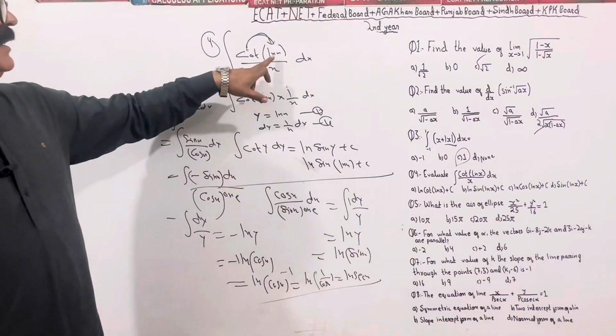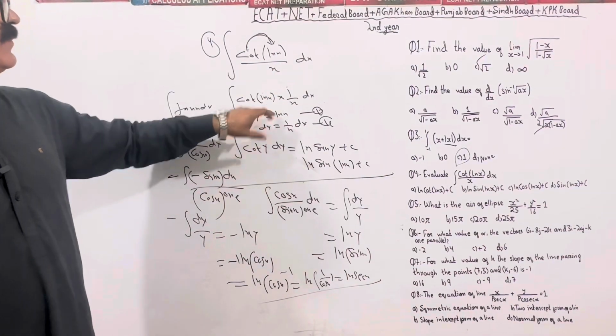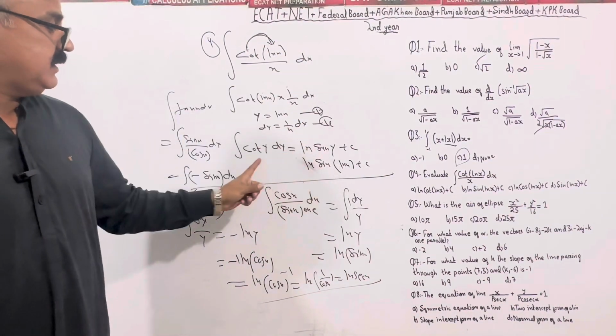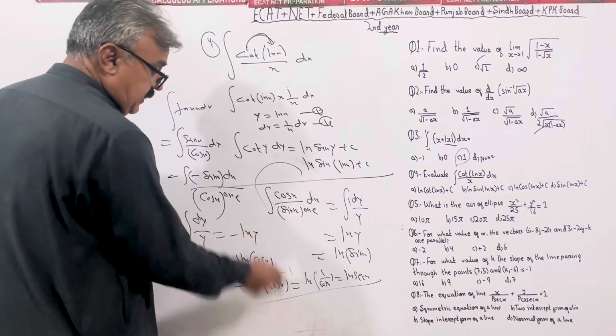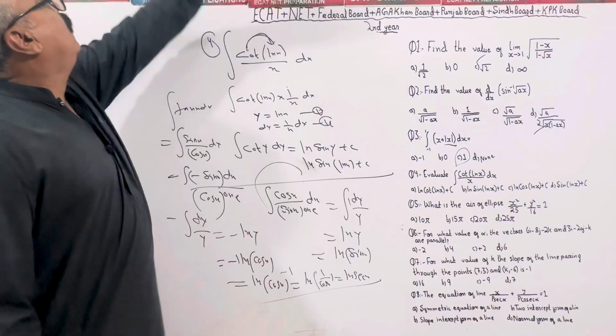Here we assume ln x is equal to y. Then 1 over x dx is equal to dy. We get cot y dy, and the integration of cot y is ln sin y. We have proved this as well.